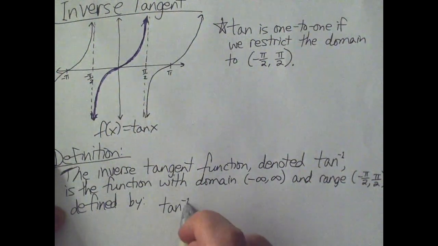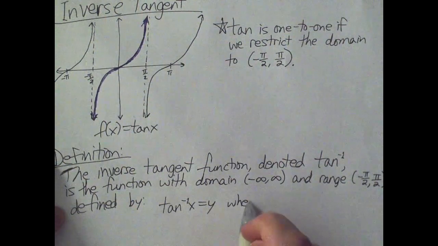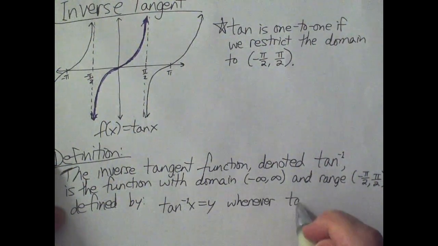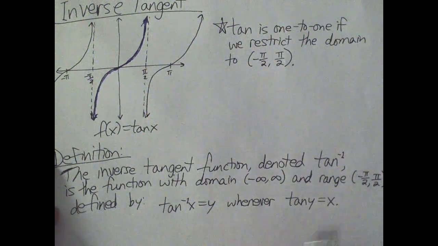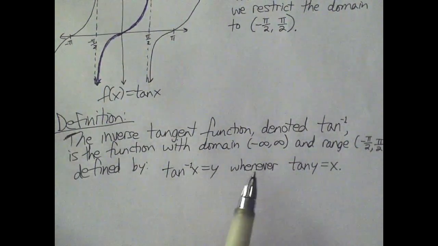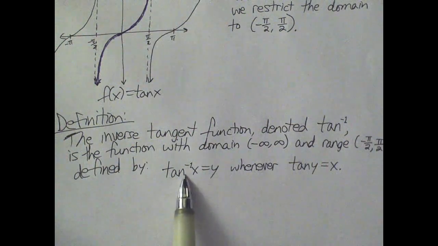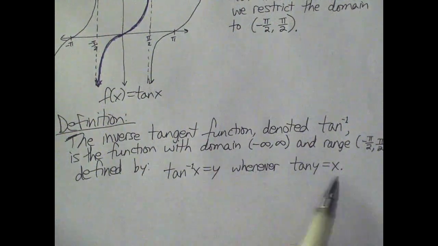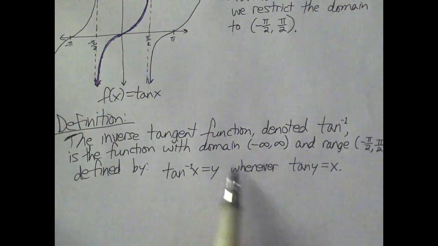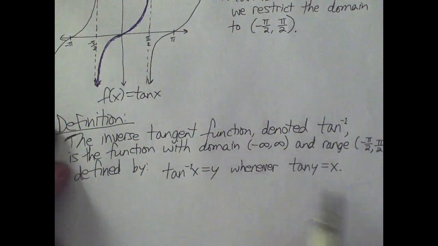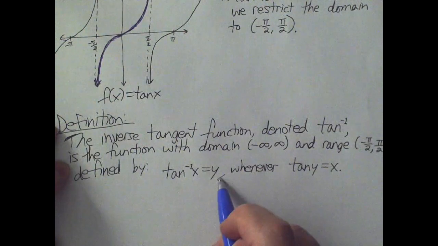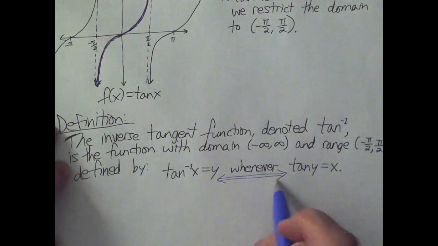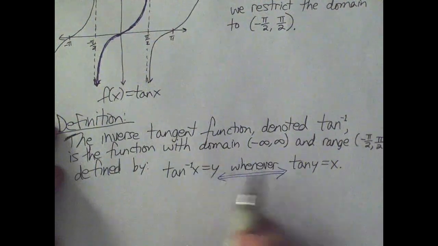inverse tangent of x equals y whenever tangent of y equals x. I'm using the word whenever. I've used that 3 times today. When I say whenever, I mean that the left-hand side is true whenever the right-hand side is true, and the right-hand side is true whenever the left-hand side is true. This is a two-way street. If one of these is true, so is the other. Sometimes instead of the word whenever, I've seen people put a double-sided arrow pointing between these two things to indicate that it's a two-way street.